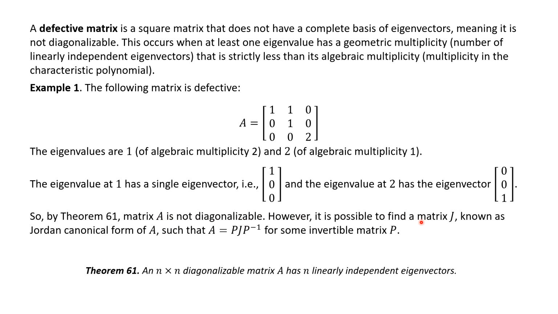However, it is possible to find a matrix J, known as the Jordan canonical form, such that A equals P times J times P inverse for some invertible matrix P. So even in the case where you have this defective matrix, there's another type of matrix which is not quite diagonal. You'll see in a minute when I go into the details, but it gets us close to what we would like to have. We'd like to have a diagonal matrix for J, but as I pointed out, it's not always possible if you have a defective matrix.